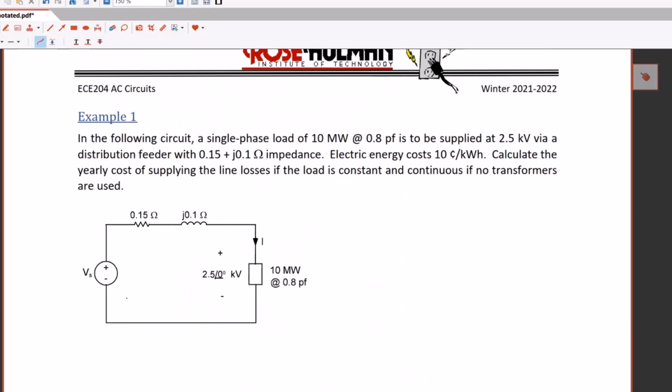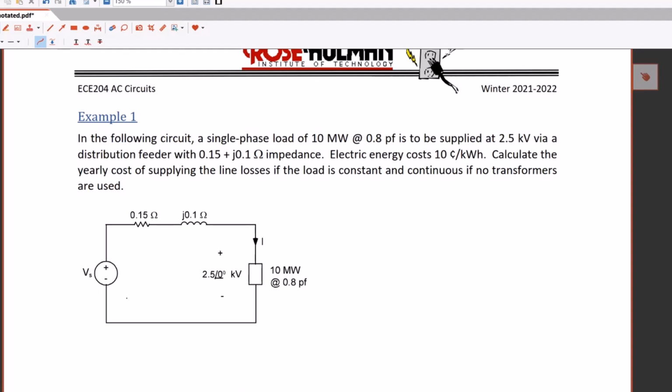In the following circuit, a single phase load of 10 megawatts is to be supplied by 2.5 kilovolts via a distribution feeder with a 0.15 plus j0.1 ohm impedance. If electric energy costs 10 cents per kilowatt hour, calculate the yearly cost of supplying the line losses if the load is constant and continuous, if no transformers are used. Oh, I know. It's going to become a transformer question. So now I remember why this is here.